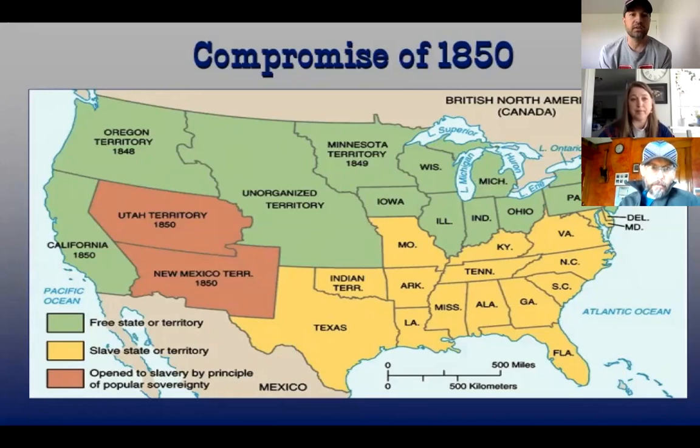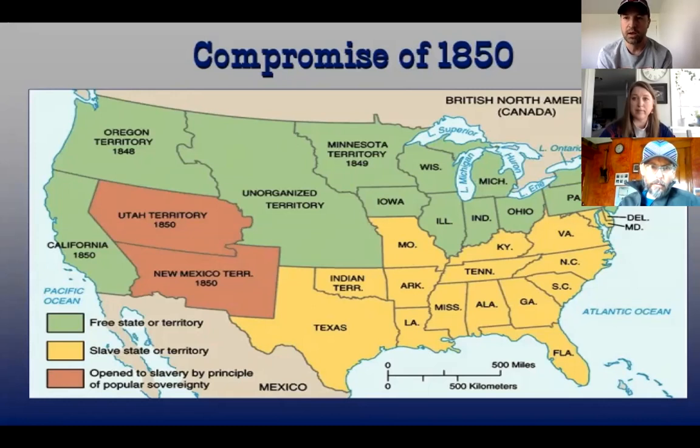Right. So in this case, this idea of popular sovereignty, or the people in Utah or New Mexico, if they would eventually want to become states, the people there would get to vote to decide slavery. Now, that whole idea of popular sovereignty doesn't really get put into place until the Kansas-Nebraska Act in 1854. So we'll come back and talk about that in a second. But let's come back to one of those other major pieces of the Compromise of 1850, which is the Fugitive Slave Act.